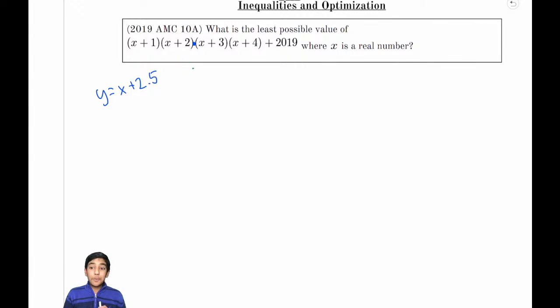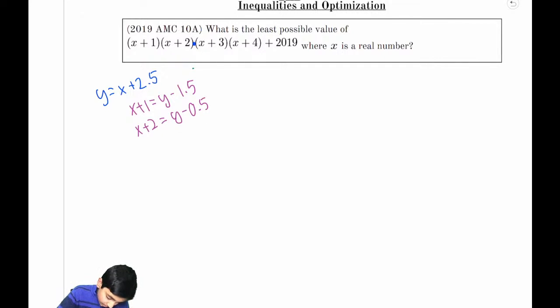Okay, so this is a really clever problem. This is a really nice solution. So you make the substitution, as I already said. What do you get? Well, then you know that x plus 1 is just going to be equal to y minus 1.5. X plus 2 will just be equal to y minus 0.5. X plus 3 will just be equal to y plus 0.5. And x plus 4 will just be equal to y plus 1.5.